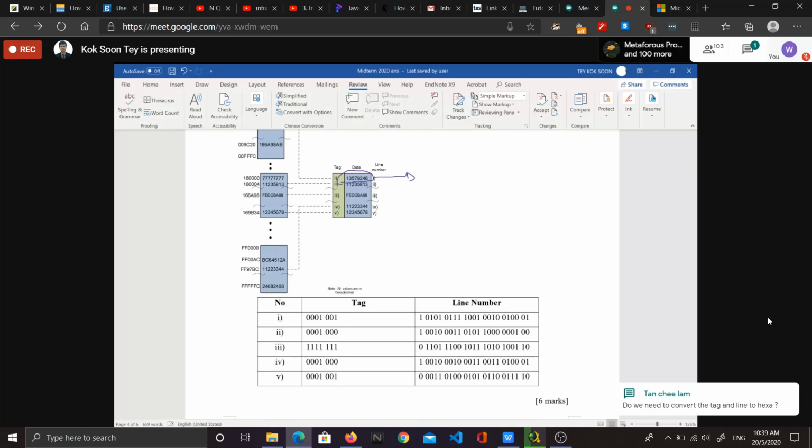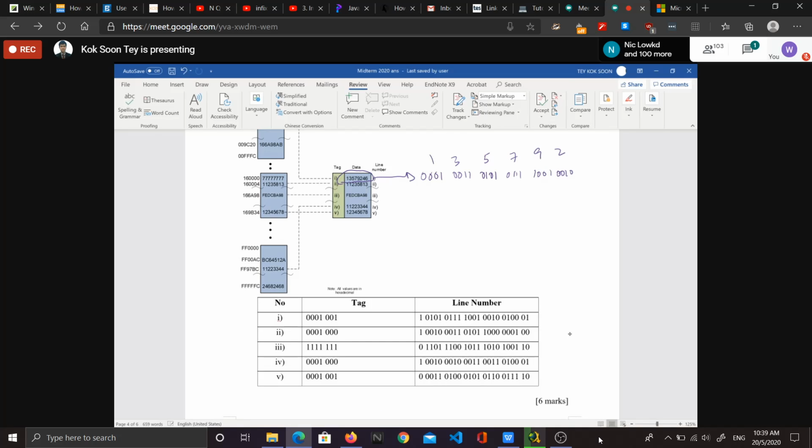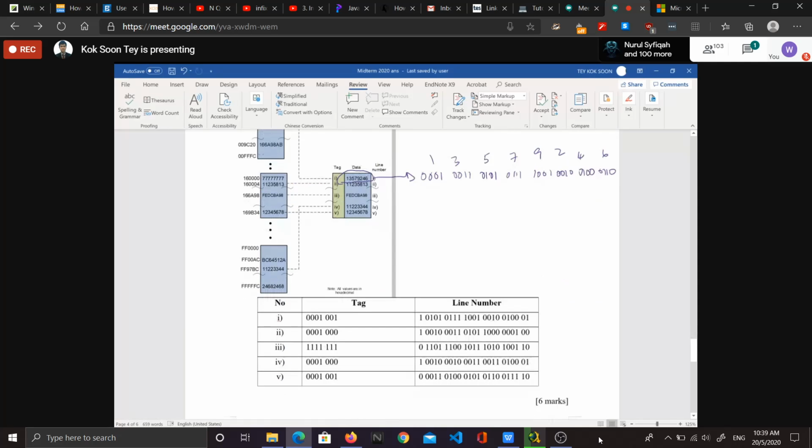001 followed by 0011. This is a 1, 3, 5, 1, 2, 0010, 0100, 6, 0110. Right? Then just now they said, sorry, go back. It was asking for tag and line numbers.